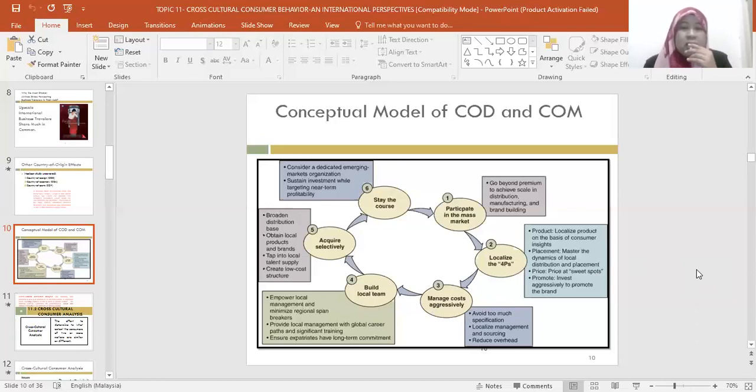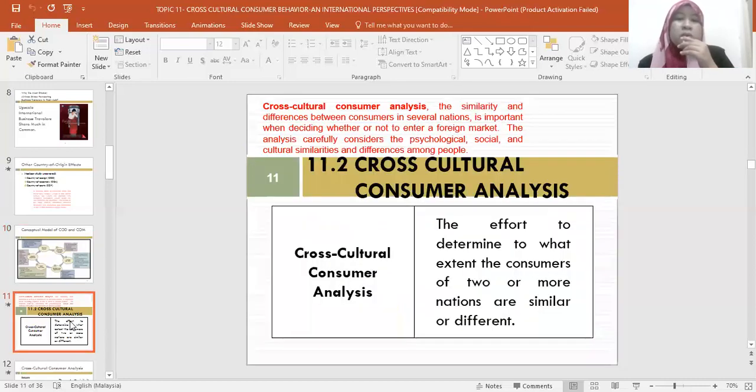And then tap into the local talent supply. Of course, as I mentioned just now, you have to hire the right people for your company and create a low cost structure. And the last one, stay the course. Consider dedicated emerging market organization and sustain the investment while targeting the near-term profitability. All right. So we're moving on to the next one.